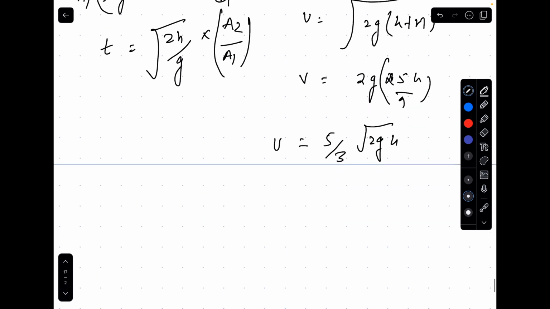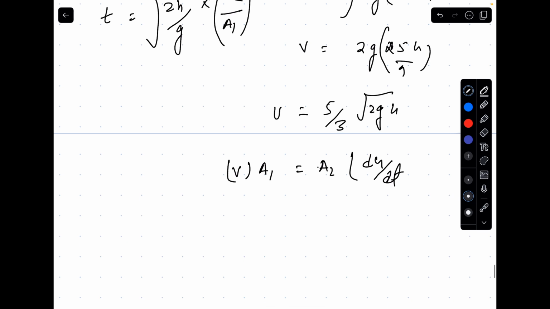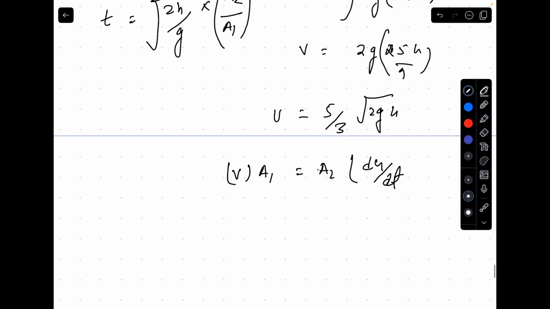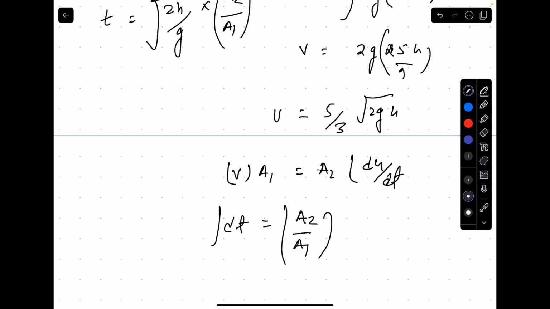Now we have the velocity, we need to find out the time. So again, v multiplied by a1 cross section area is the same as a2 multiplied by dh by dt. So here the dt integration is a2 by a1, which is just a constant, and then 5 by 3, then root 2g, which is also a constant, and root h dh integration.